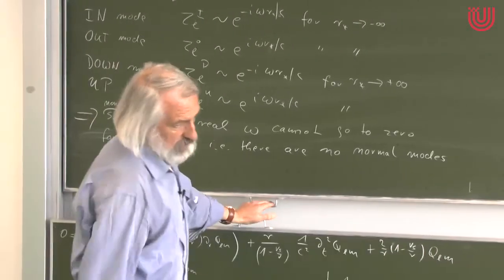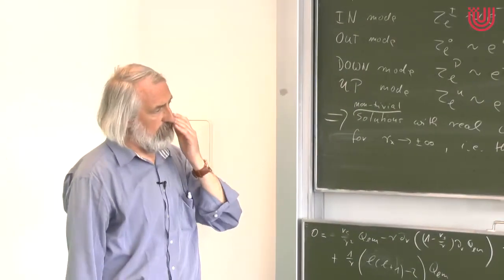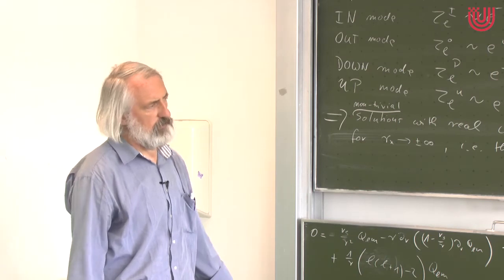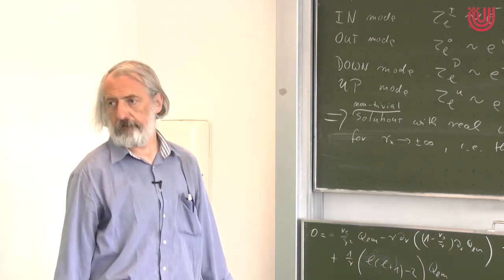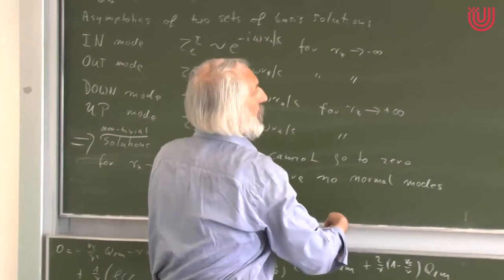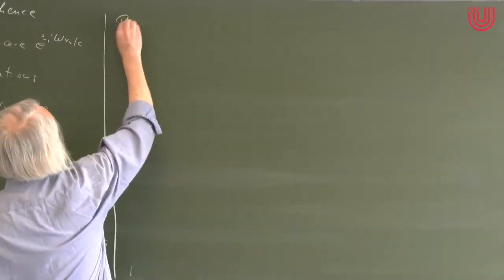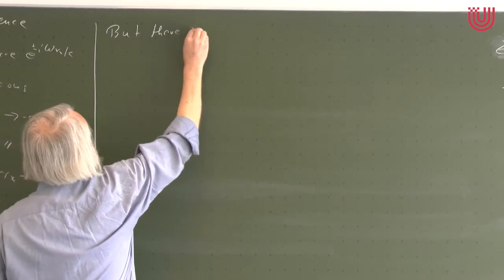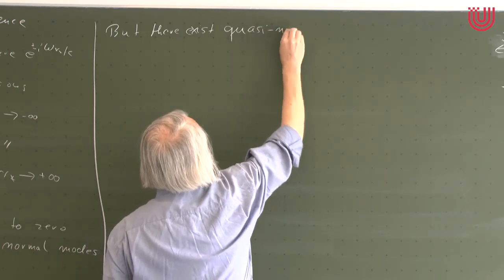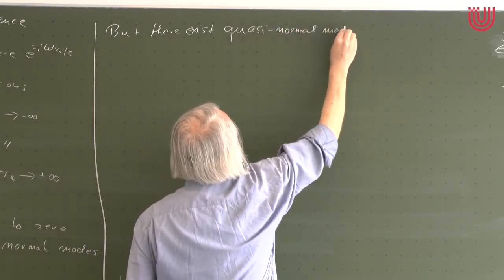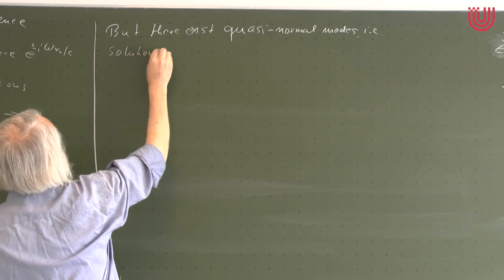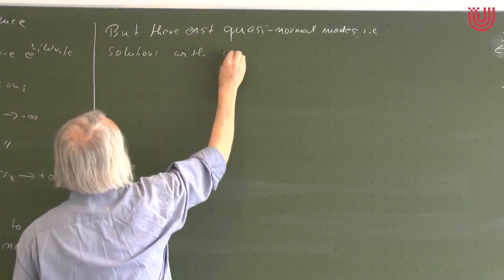They could be studied in terms of these Heun functions, but long before this relation to the Heun function was discovered, the quasi-normal modes had been calculated numerically. So the quasi-normal modes have been calculated numerically, and I just show you the results. But there exist quasi-normal modes. This means solutions with complex omega.